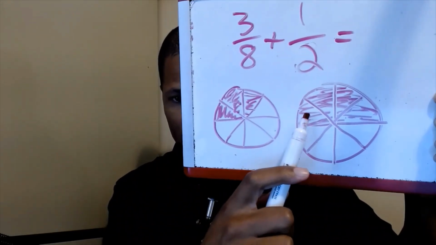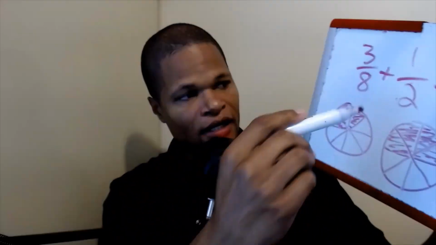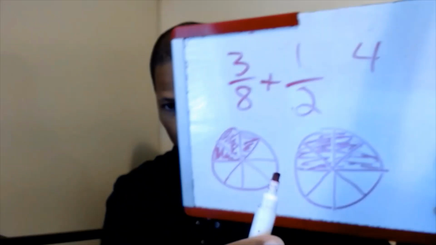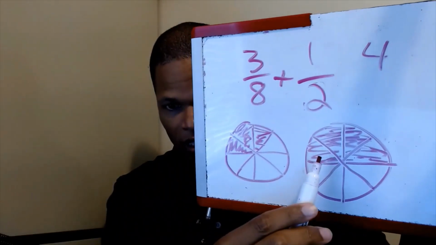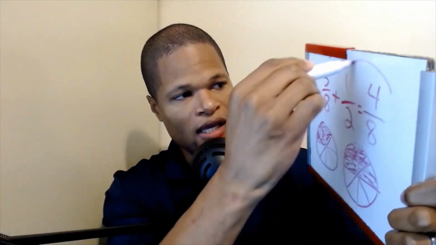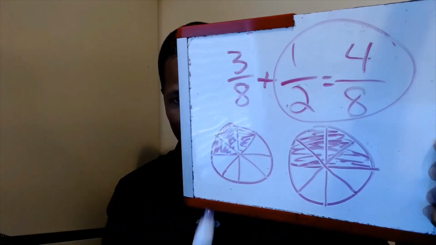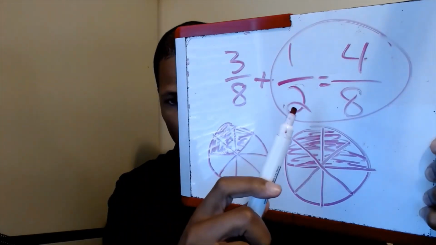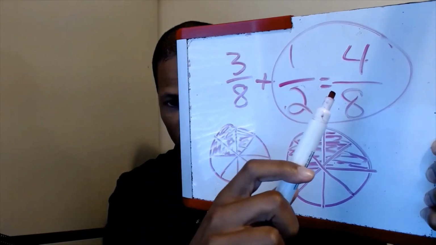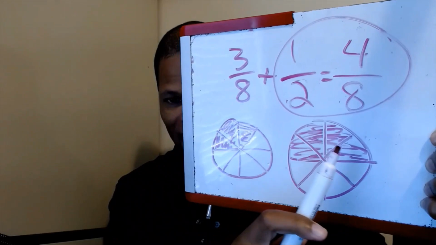So how many slices are shaded now? 1, 2, 3, 4 slices are shaded now, right? So this 1 out of 2 magically became 4 for the numerator instead of 1. And how many total slices are there? 1, 2, 3, 4, 5... There are 8 total slices after I cut it up. So bam, right here is something I want you to think about. We just discovered that 1 out of 2 as a fraction is really the same amount as 4 out of 8. Okay? I did not change the shading.